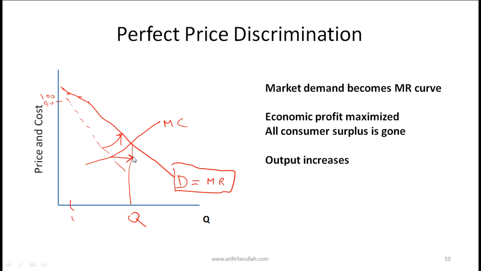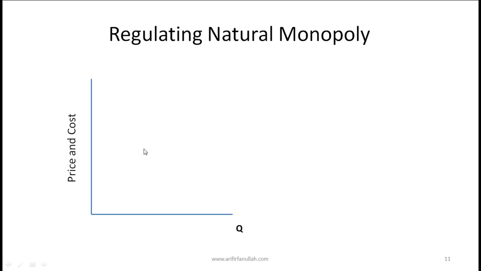How do we regulate a natural monopoly? All you need to know here is two fundamental points: that clearly monopolies are not efficient, quantity is low, price is high. So what do governments try to do? Governments try to regulate monopoly, and broadly speaking there are two ways of regulating a monopoly. One is called average cost pricing and the other is marginal cost pricing.